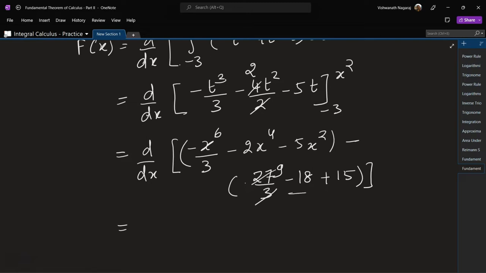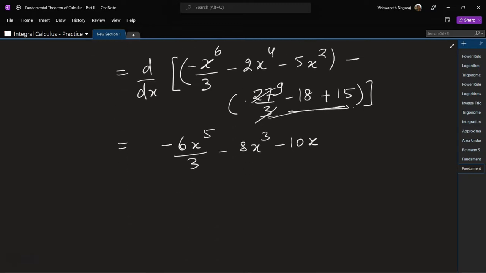Now all these are constants. So if we differentiate this, this will become 0. So we can directly differentiate this. We get minus 6x to the power of 5 by 3 minus 8x cube minus 10x. And one more step, we get our final answer as minus 2x to the power of 5 minus 8x cube minus 10x.